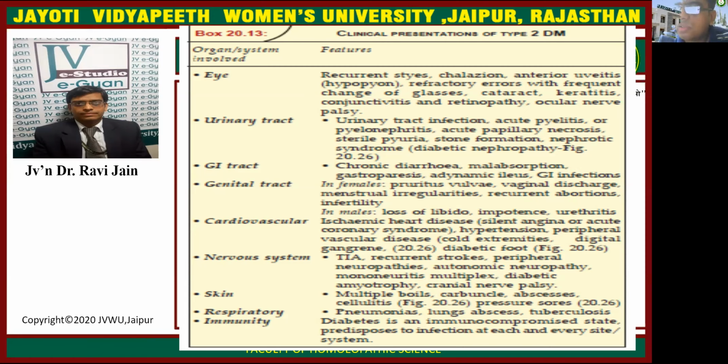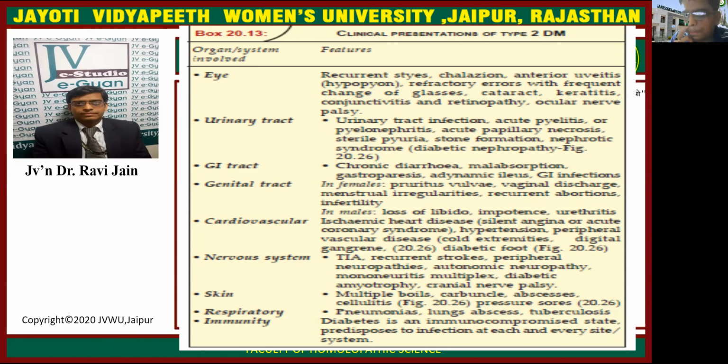In the cardiovascular system, the patient will come to you with ischemic heart disease. He will have silent angina or acute coronary syndrome. He will also complain of hypertension and peripheral vascular diseases with cold extremities and digital gangrene. He can also have diabetic foot. These are very common complaints in the patient with diabetes mellitus type 2.